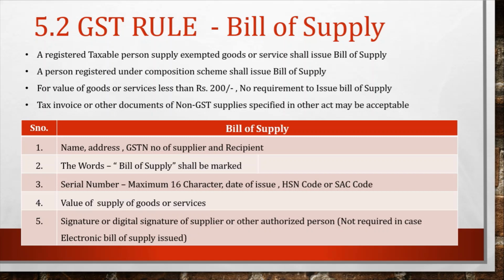Here are the components of the bill of supply: name, address, GST number of supplier and recipient. The bill of supply shall be marked with serial number, date of issue, HSN code, SAC code, value of supply of goods. Everything is the same as the tax invoice, but there is no requirement to mention the GST and rate of GST, because it is not applicable for the bill of supply, since this is related to exempted goods and services and the composition scheme. So these things we have to consider, and it is a very important clause.